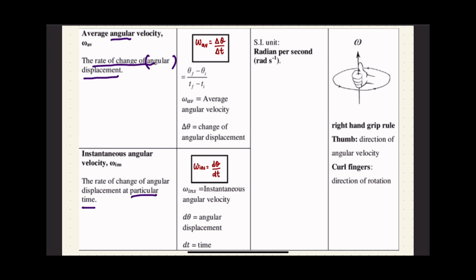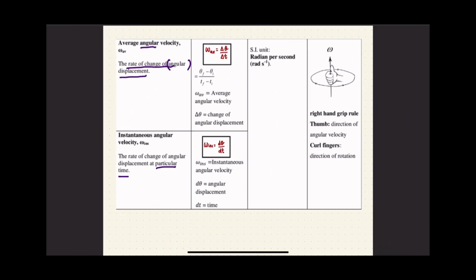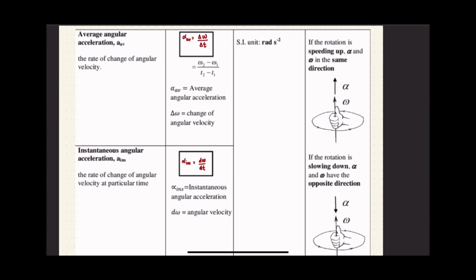That is rad s^-1. As you can see here, we use the right hand grip rule. If the rotation is anti-clockwise, the other fingers refer to anti-clockwise, and the thumb represents the direction of angular velocity. Usually we draw it like this, also omega, because it is 3D and hard to see.